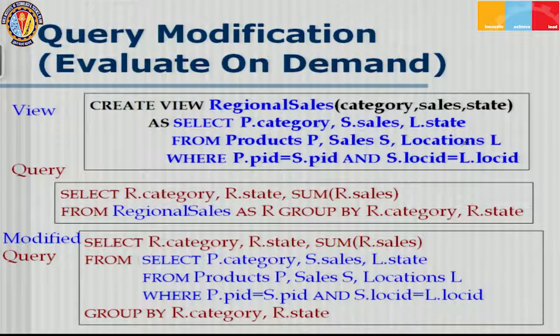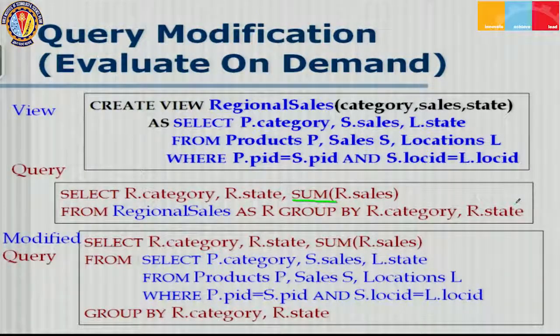Now I'm trying to do a query which is an aggregation. What I want to do is a sum of sales, which is r.sales, from the regional sales view, as r, group by r.category and state. So I'm doing a group by with respect to category and state. The ultimate thing that I'm going to get is state-wise, category-wise sales figures of the store.